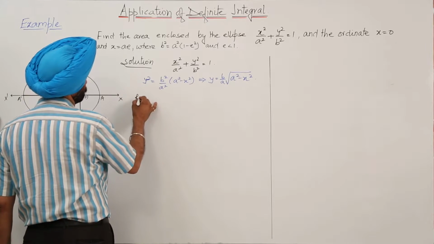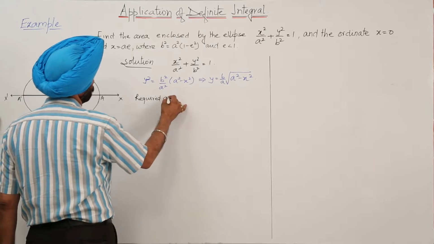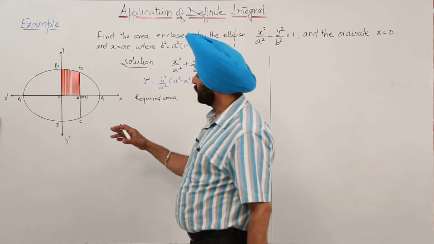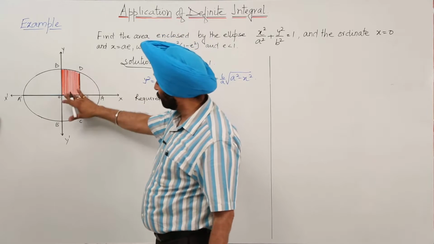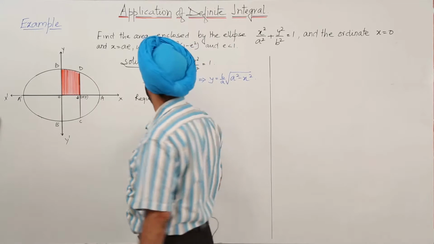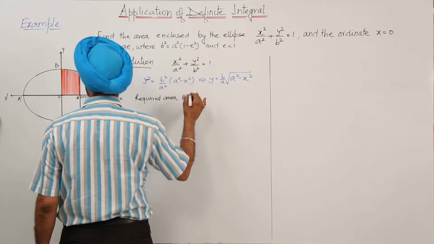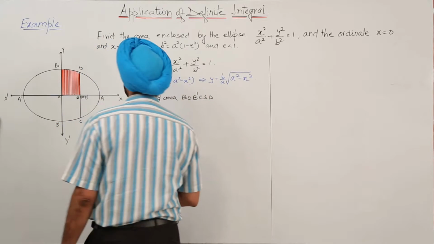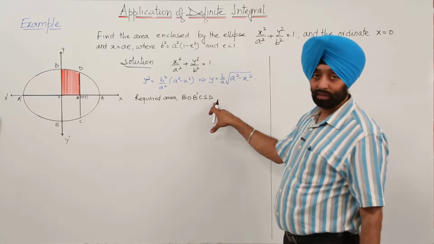Now, the required area in this diagram, it is what? Double of the red part, means we have to find this one and this one also. Okay. So, required area is BOB dash, C, S and D. This is the required area, BOB dash, C, S and D.